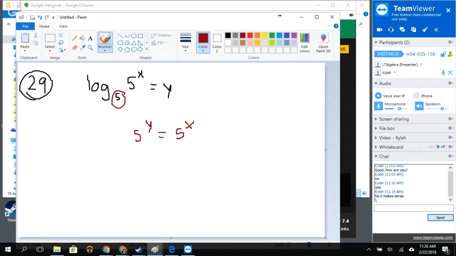All right. So what do you notice here? You have 5 to the y equals 5 to the x. I know that x equals y. So the answer to log base 5 of 5^x is just y equals x. So this whole thing can be simplified as equals x. So basically, if you take a log base 5 of an exponent base 5, it kind of undoes the whole problem.